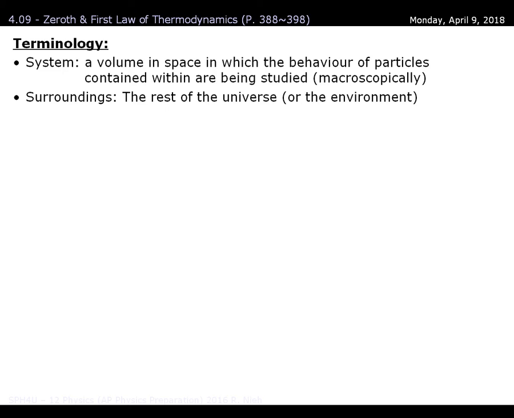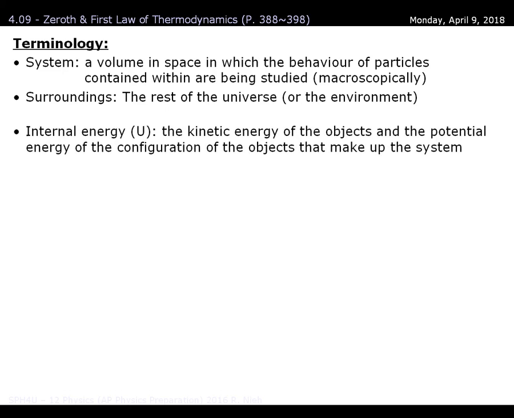A few more terms we need to cover. There's a difference between system and its surroundings. The system is the object that we're trying to measure. For our purposes today, we're talking about the gas that we're studying. And the surroundings would be the environment, keeping in mind that our environment right now is being crushed by atmospheric pressure. With the system that we're studying, it contains internal energy.